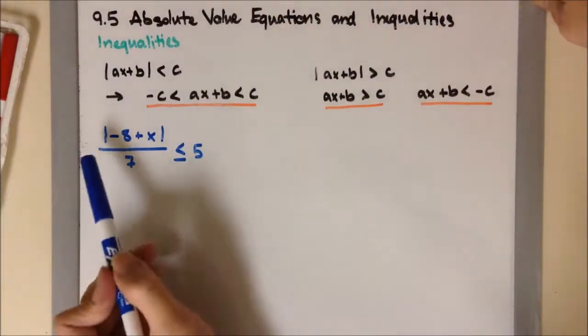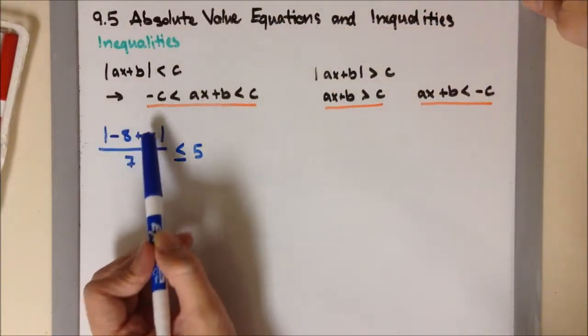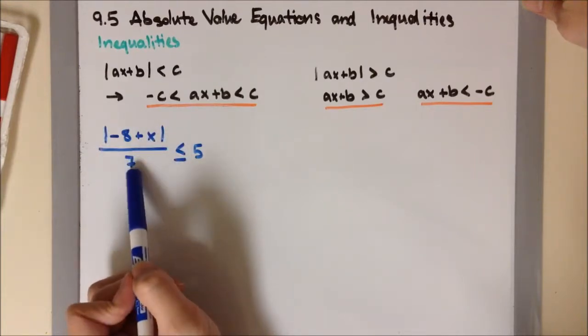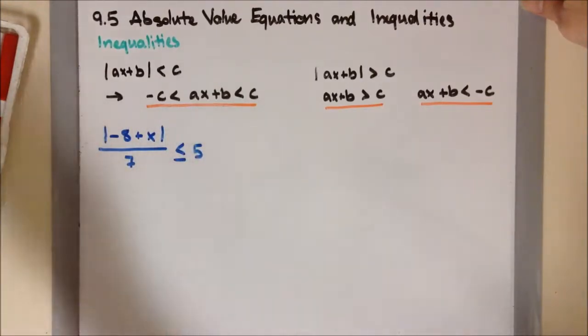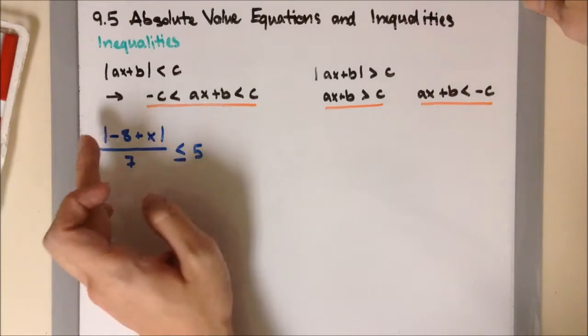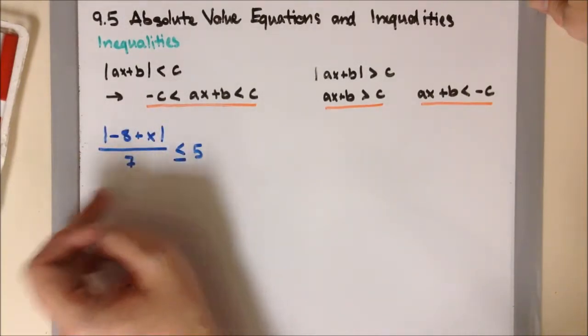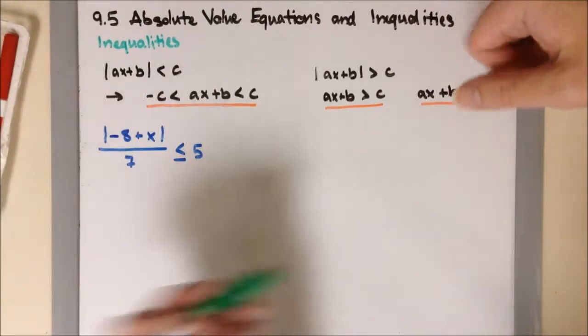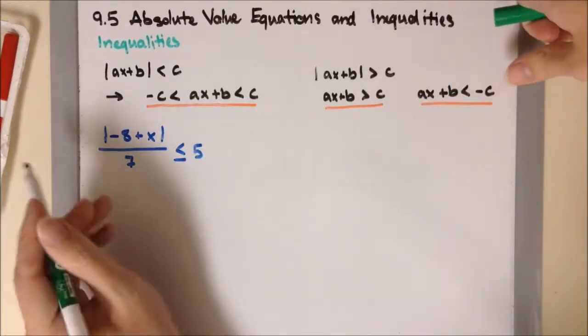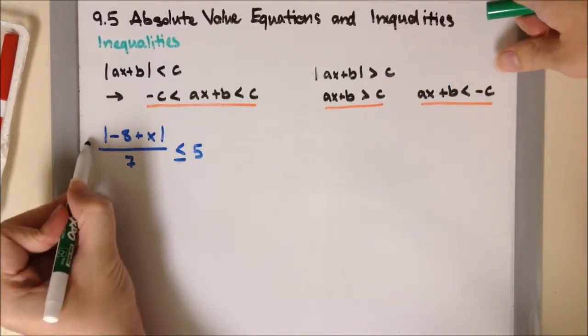In this example, we have the absolute value of negative 8 plus x, the whole thing divided by 7, less than or equal to 5. Since the whole absolute value is being divided by 7, I want to get rid of the denominator. So I'm going to multiply both sides by 7.